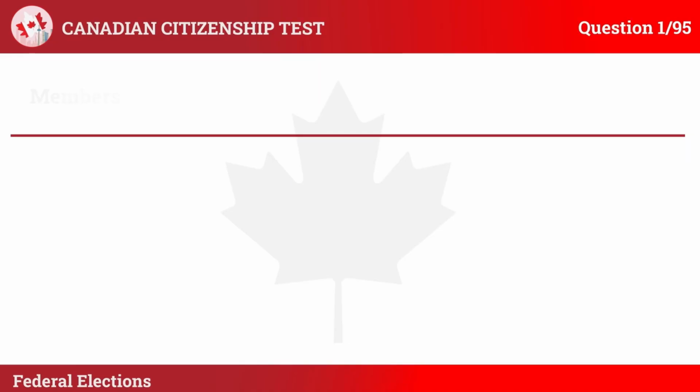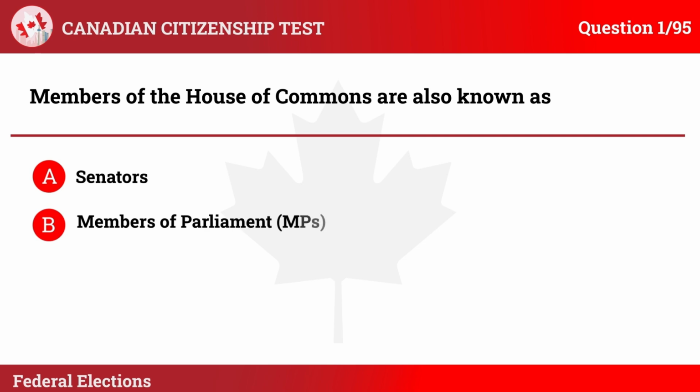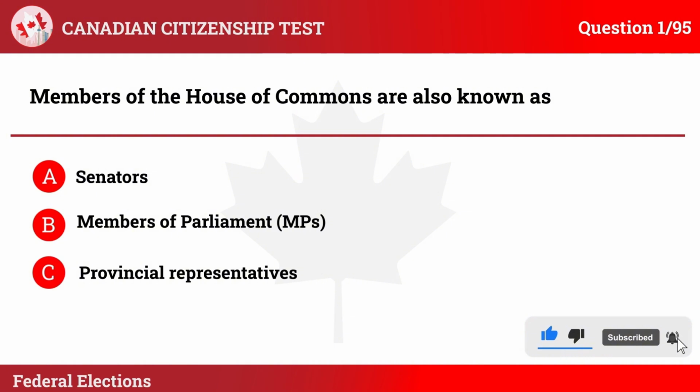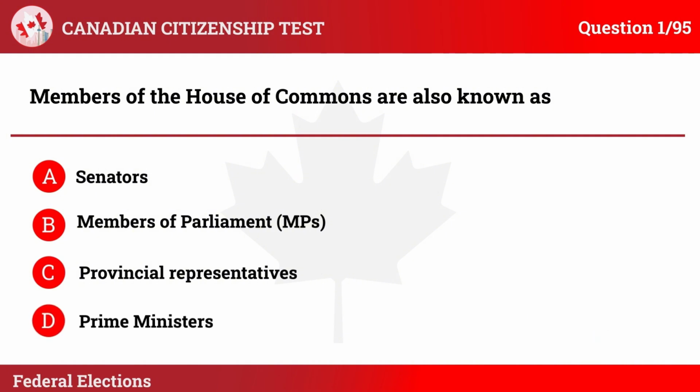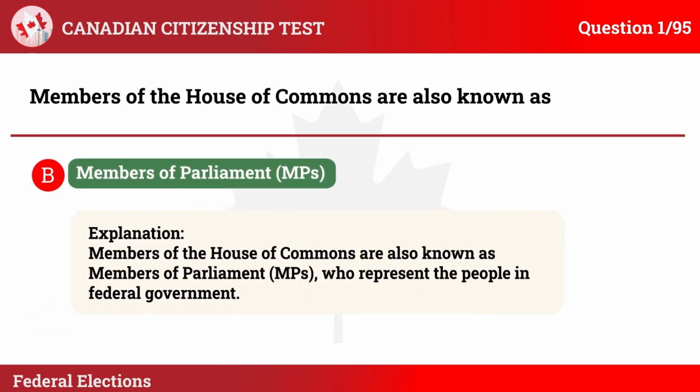Question 1. Members of the House of Commons are also known as A. Senators, B. Members of Parliament, MPs, C. Provincial representatives, D. Prime Ministers. The correct answer is B. Members of Parliament. Explanation: Members of the House of Commons are also known as Members of Parliament, MPs, who represent the people in federal government.